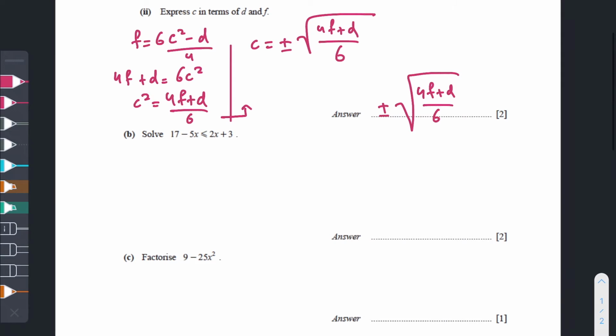The next part says solve 17 minus 5x less than 2x plus 3. This is a very simple question. All you have to do is find the value of x. The first thing that you do is try to make all the variables positive. So this becomes 17 minus 3 less than or equal to 2x plus 5x. 17 minus 3 gives you 14. 14 less than or equal to 2x plus 5x, which gives you 7x. So in short, x is greater than or equal to 2. This is your answer. X is greater than or equal to 2.